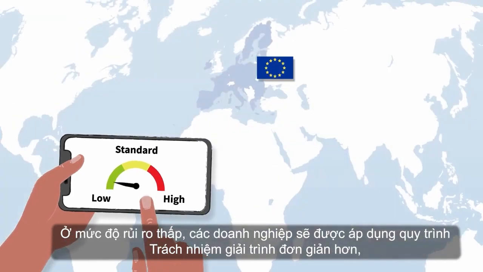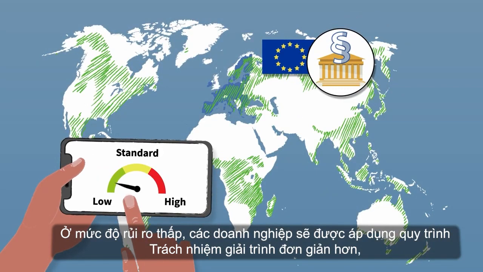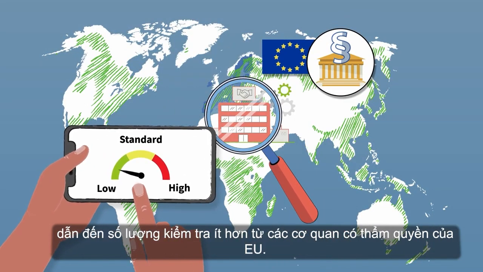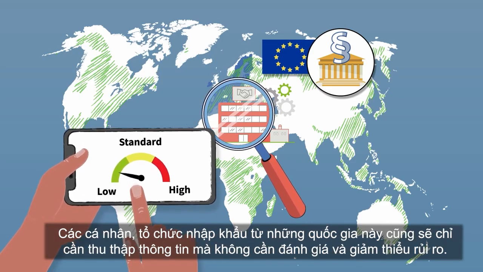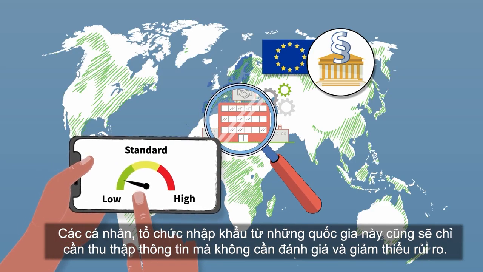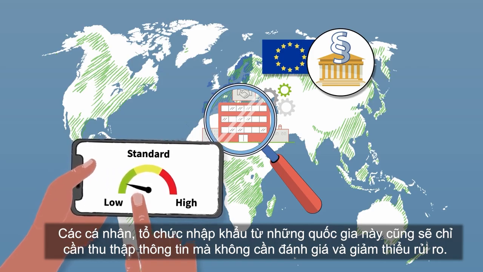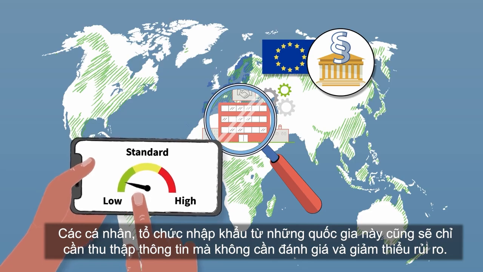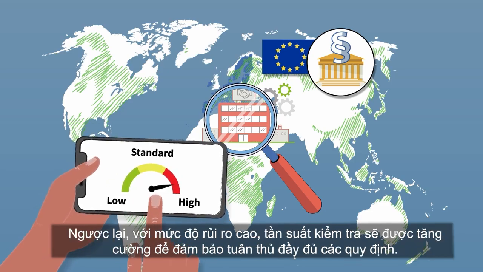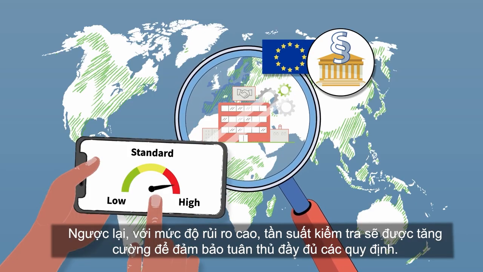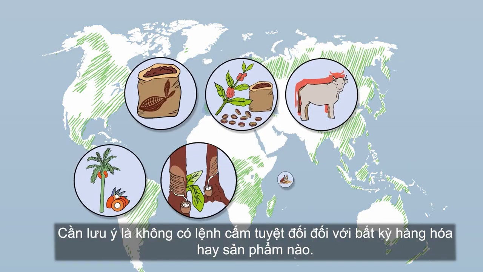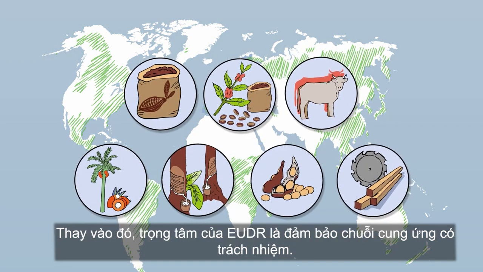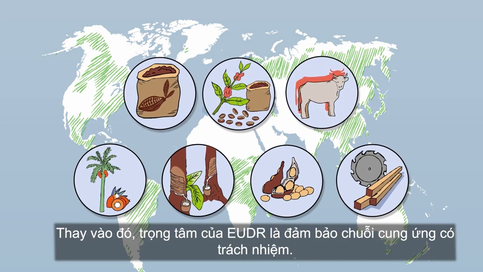A low-risk categorization means simplified due diligence obligations for companies, leading to fewer checks by EU competent authorities. Operators sourcing from low-risk countries are also subject to simplified due diligence, meaning they will only need to collect information but not assess and mitigate risks. On the other hand, a high-risk categorization results in more frequent checks to ensure compliance. Importantly, there is no outright ban on any commodity or product. Instead, the focus is on ensuring responsible sourcing.